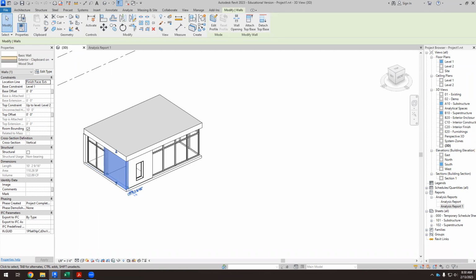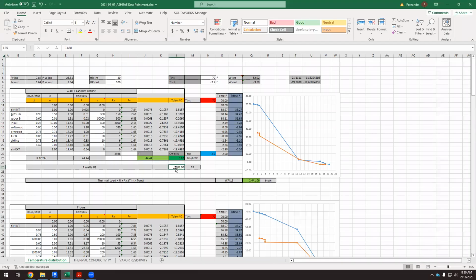Okay, so what's the area of the wall? It's 551 square feet. Okay, so we can match first the outdoor and indoor conditions, indoor and outdoor temperature, indoor and outdoor relative humidity. Second, we can match the R value. And third, the square footage or the area of each element.